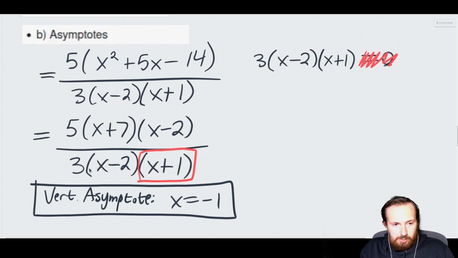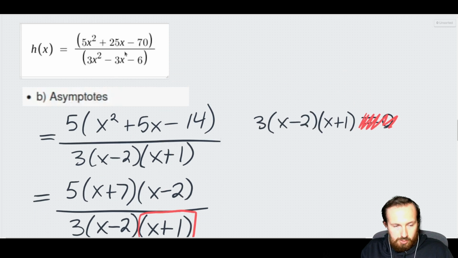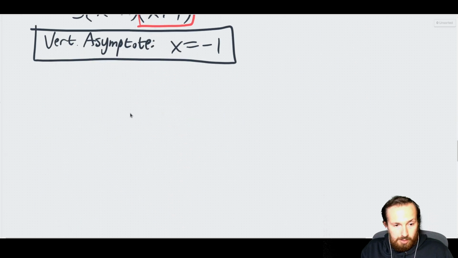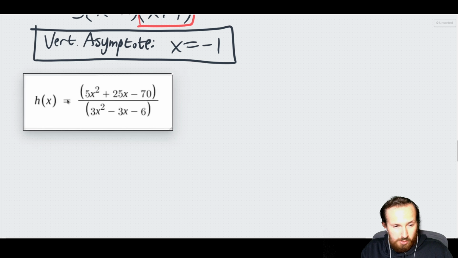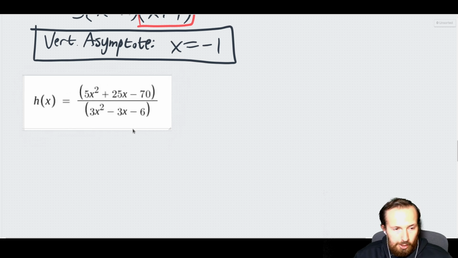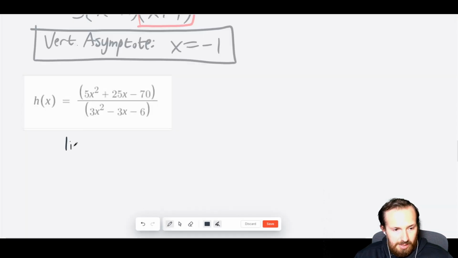The next thing we want to work on is a horizontal asymptote. And arguably, horizontal asymptotes are less work than vertical asymptotes if you know what you're doing. Basically, what you do is we want to take the limit as x goes to infinity, and negative infinity. It's good to think through both, but I'll just focus on the positive case here of this problem.